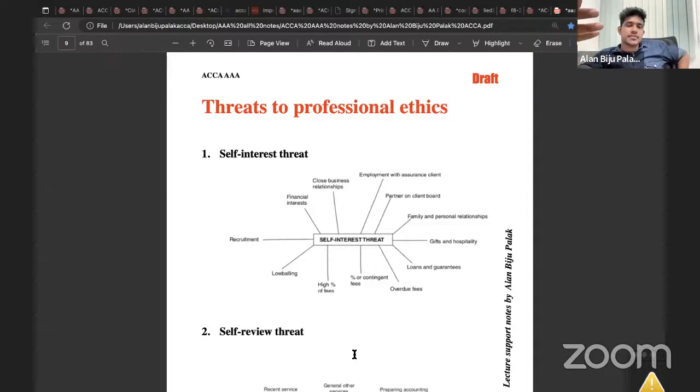When it comes to the self-interest threat, if it is mentioned in the scenario that anything might affect an auditor's personal interest more than professional interest, that will be considered a self-interest threat. So if the auditor is giving priority to his personal interest rather than giving importance to the professional interest, it can always be considered a self-interest threat.